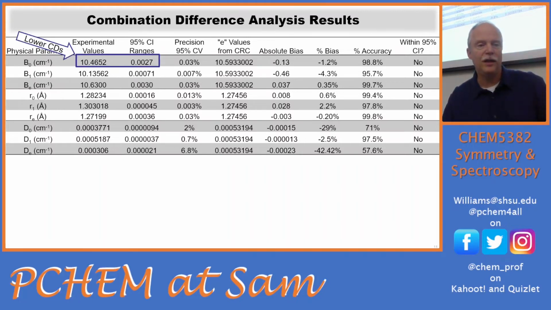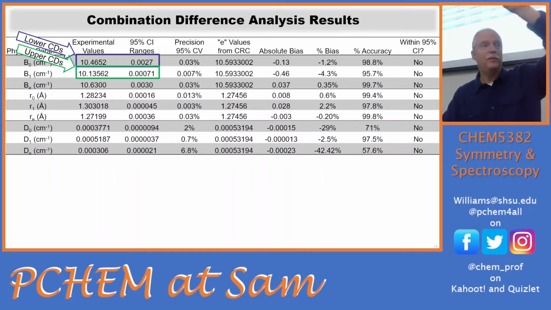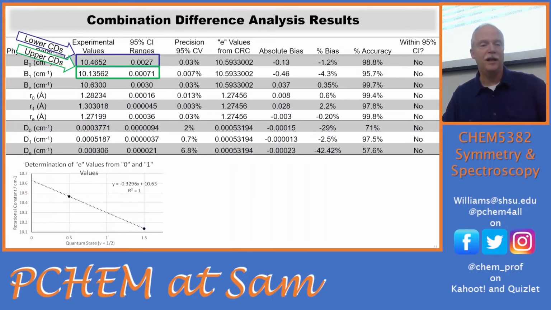So that's what we're doing here. We have the lower combination differences gave us these two values, the B0 and its uncertainty. The upper combination difference gave us the B1 value and its uncertainty. And I do this extrapolation. So here, the quantum state, V plus a half. So you can kind of think of this.